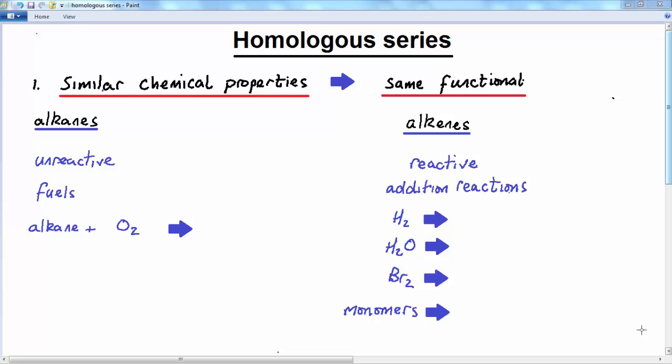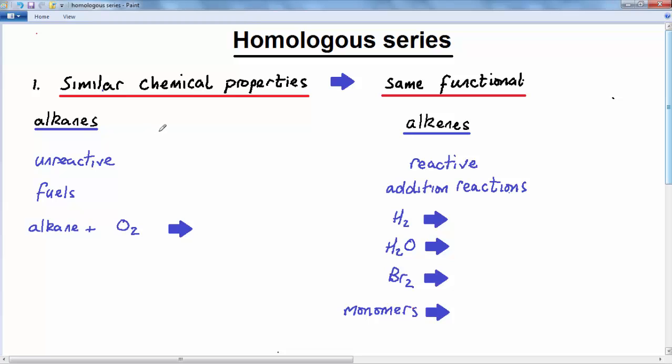In this lesson we're going to look at what we mean by a homologous series, and in doing so we're going to make a rapid review of the 4 different organic groups that we've been looking at in this unit. That is to say, the alkanes, the alkenes, the alcohols and the carboxylic acids.